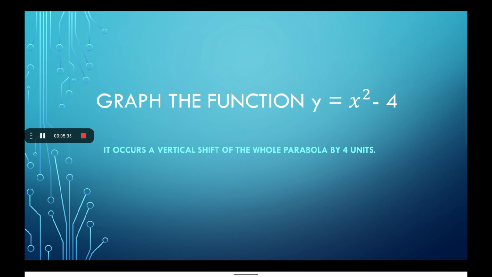Here it's x square minus 4. Here the minus 4 is in this function, right? X square means the original function is a parabola. We need to identify whether the graph moves upward or downward, or shifts to the left or to the right. Okay, here we need to identify the graph. Here is the minus 4. It's outside of the function. The minus 4 is outside of the function, so we shift vertically.